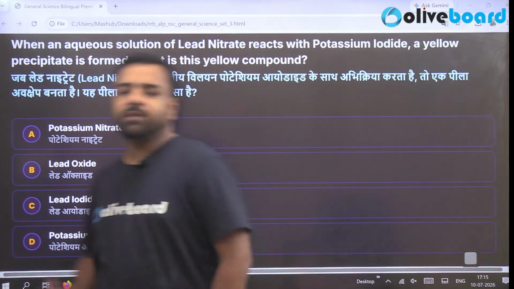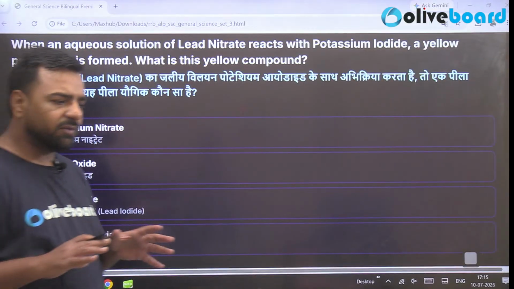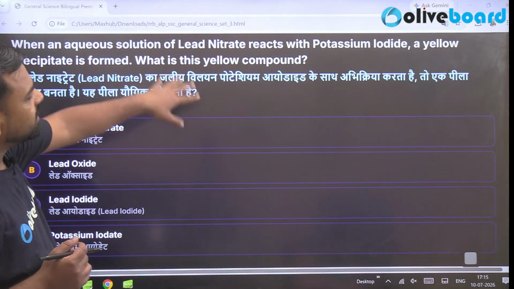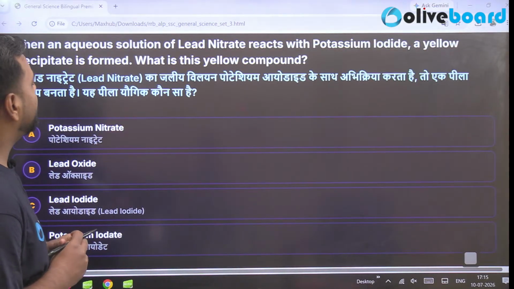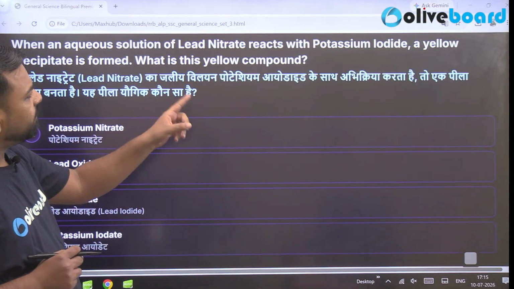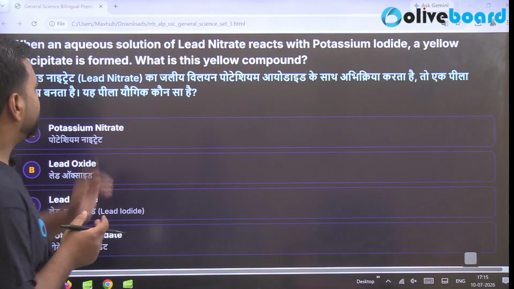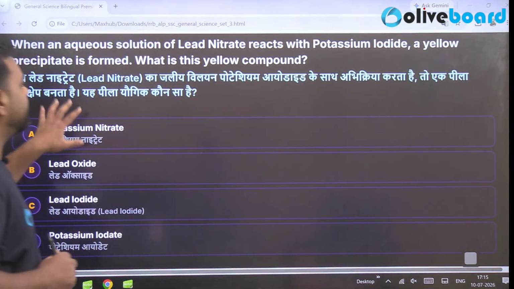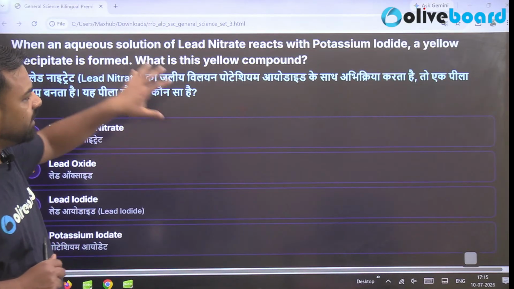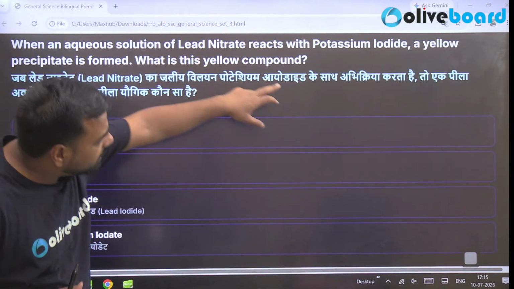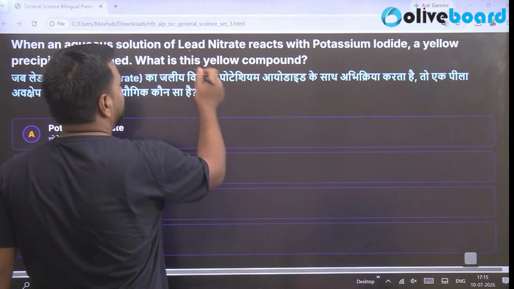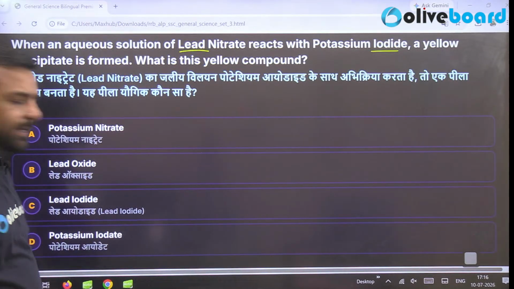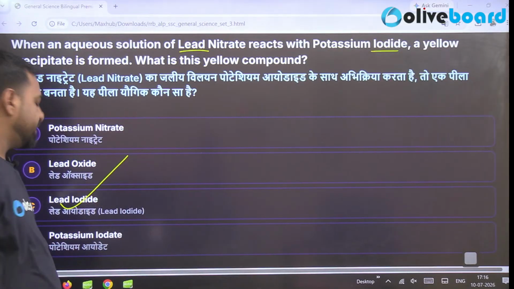Guys, do not worry. These types of questions are very simple, and if you are aware of displacement reactions, you can easily take care. So it's lead nitrate that is reacting with potassium iodide. What will happen? Here it will form potassium nitrate and lead iodide. It's asking about the yellow colored precipitate, and this yellow compound will be lead iodide. So we can also link it with the double displacement reaction, right? So here the correct answer will be lead iodide, that is option number C.